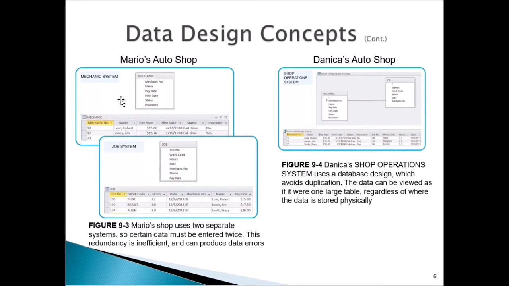So as you can see, in Mario's shop there are two distinct systems with keys that don't have anything to do with each other necessarily. Data has to be entered into this system, and data again has to be entered into this system. Whenever there's manual keying of data and it has to be duplicated, you introduce the chance of error. Whereas if you look at Danica's shop, it's a one-to-one relationship here. So the job is tied with the mechanic. So you can go from the job number and you can get the mechanic's full name and information in one select statement, whereas here you have to enter it in two systems and you still can't necessarily put things together without a lot of manual intervention, I should say.